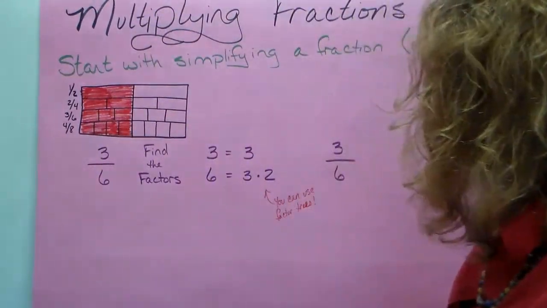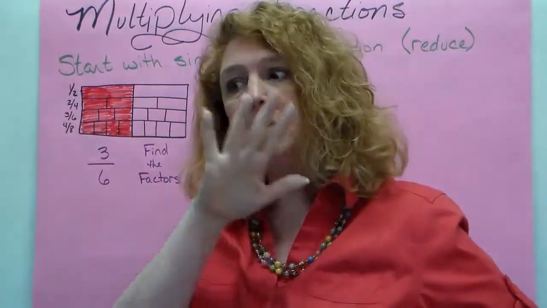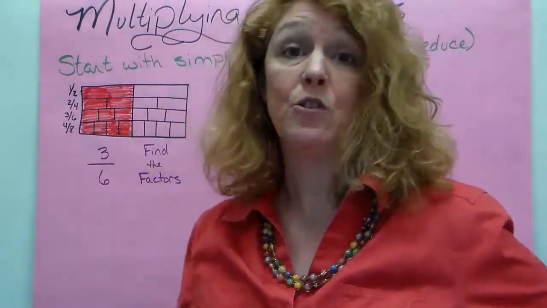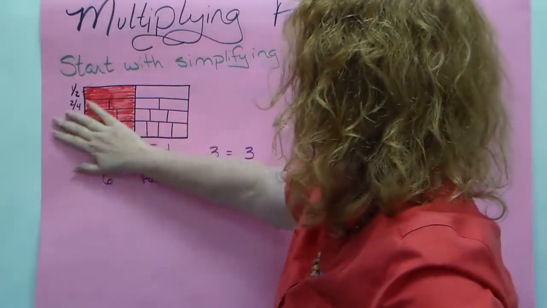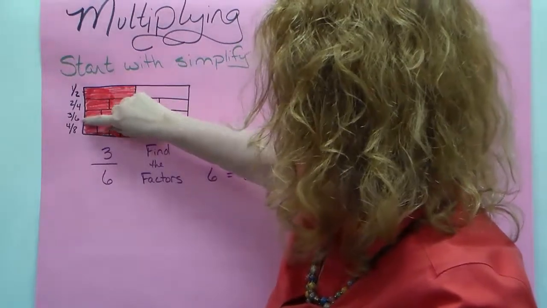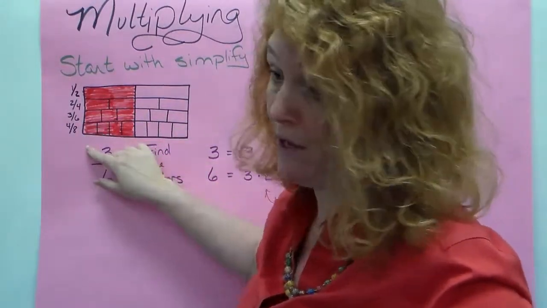Now, multiplying fractions, we're going to start by simplifying them and understand that whole concept back there, and then we're going to move on to the actual steps of multiplication. The first thing I need you to understand, and we covered this a little bit last section, is how fractions can be equal to each other, equivalent. We call them equivalent fractions.